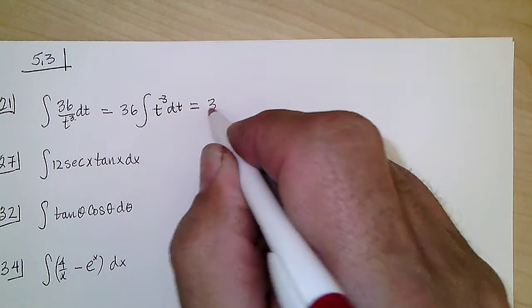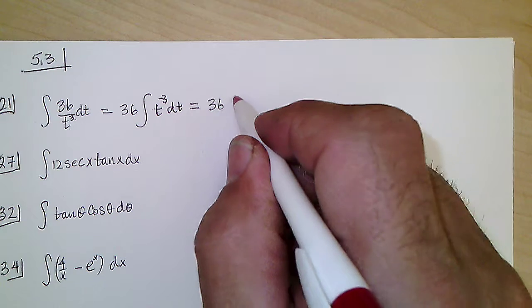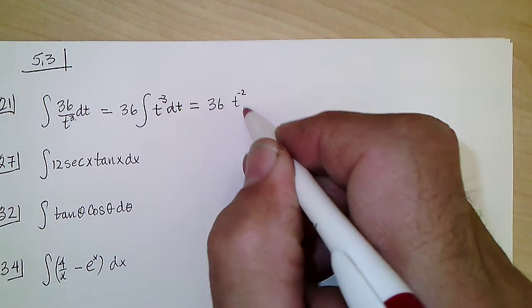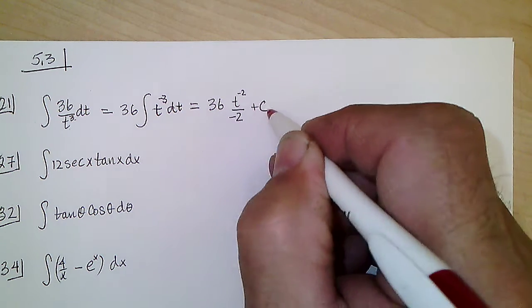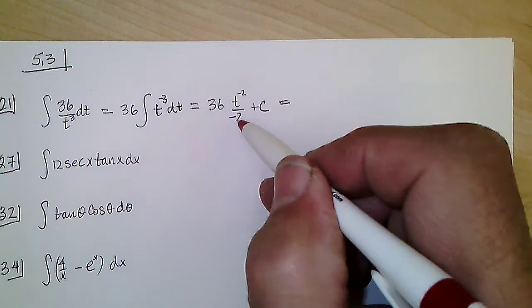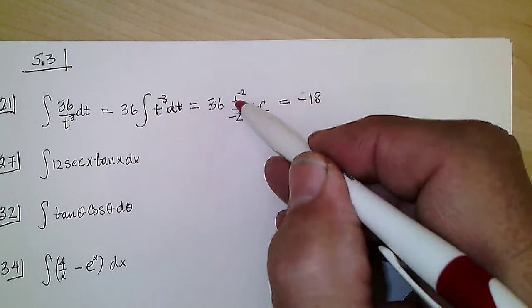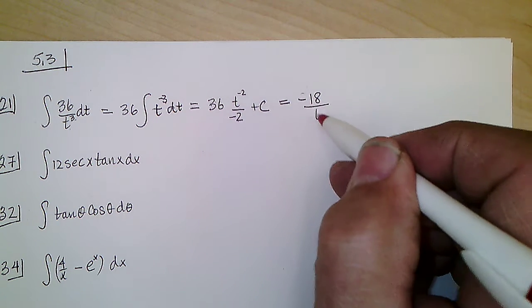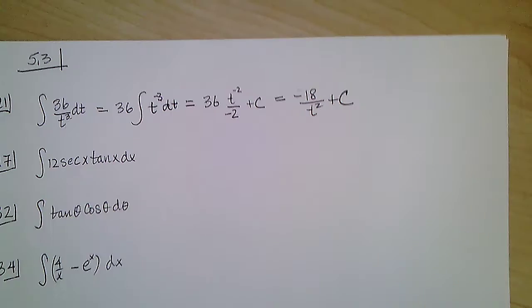So I'm going to have the 36. I'm going to raise this power by 1. So that's going to be t to the negative 2 over negative 2 plus the c. And the negative 2 will make that negative 18. And t to the minus 2 could go back down as t squared. And that's 21.